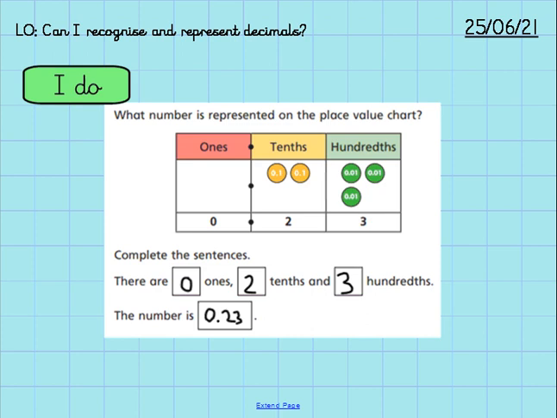Now, we said that for all the activities you've got to do independently today, we've looked at something which will help with that. So you can flick and pause on the video in each of the different spaces. On the place value chart here, EV highlighted for us that we had 0 ones, 2 tenths, and 3 hundredths. And that number became 0.23. So we're representing and writing decimals on a place value grid.